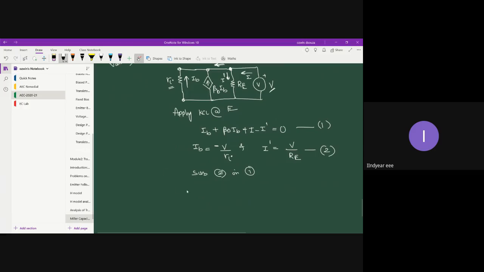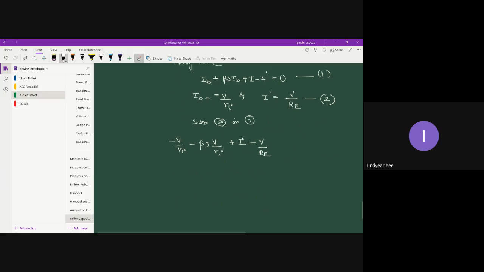When you substitute equation 2 in equation 1, you would get IB is equal to minus V by Ri plus, minus I will write, because I will write beta D into IB, IB again minus V by Ri, right? So minus V by Ri. That's the reason there is negative sign here. Then plus I, and then minus, because there is minus sign, V by RE, is equal to 0.